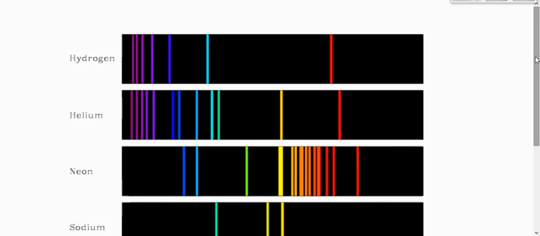So this is what Bohr and other scientists noticed: they heated up hydrogen gas. They put it through a prism, and these are the banding patterns that I'm talking about. So these are all atomic emission spectra.